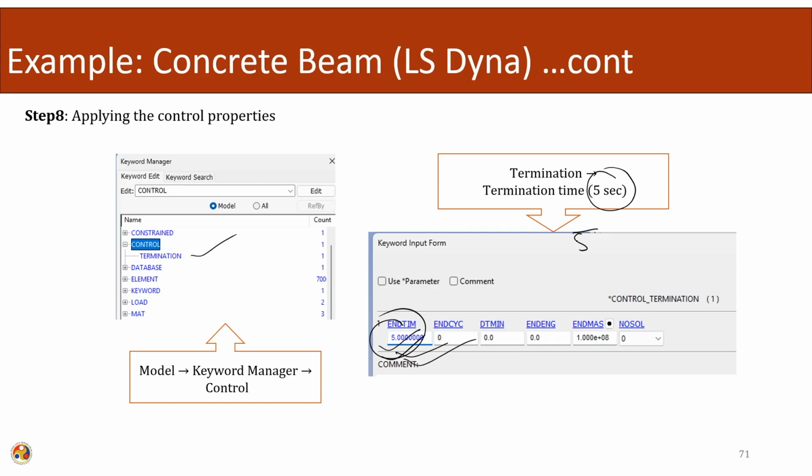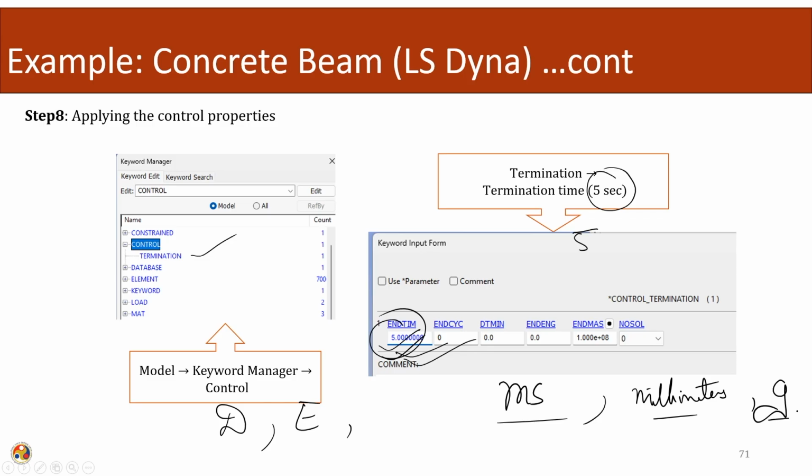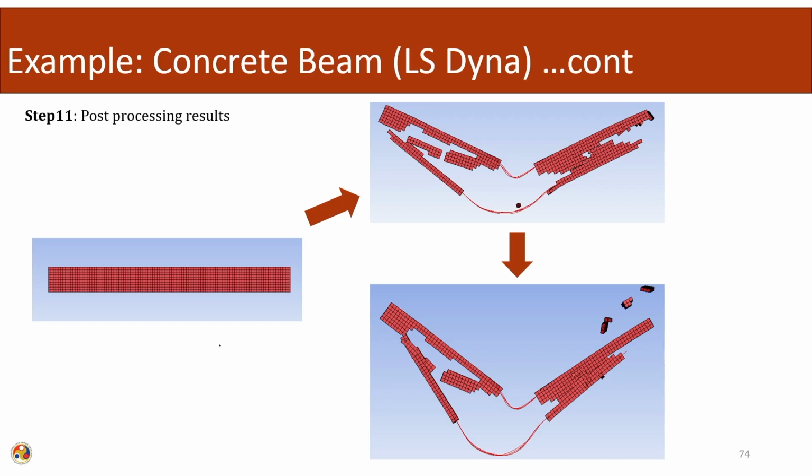Similarly I can choose any other units also. I can choose time as milliseconds, length as millimeters, and mass as grams. Then all the other values, the density, the modulus of elasticity, everything I will have to put in these units only. So in LS-DYNA we can adopt any units, but we need to be consistent when we put the derived units. After that we run the simulation and we get the behavior of the system.